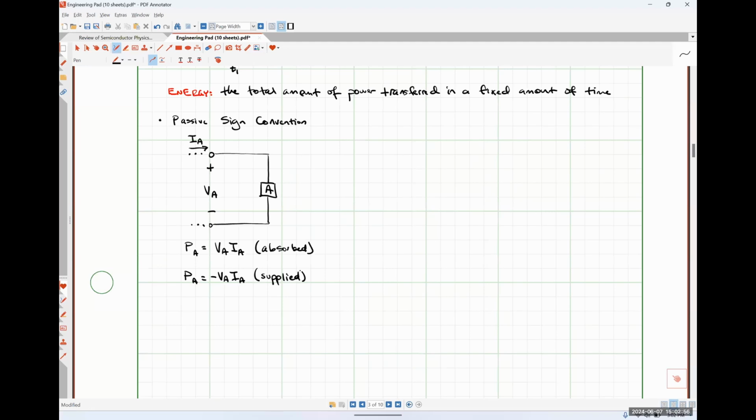In contrast, let's put an element B over here to the right.